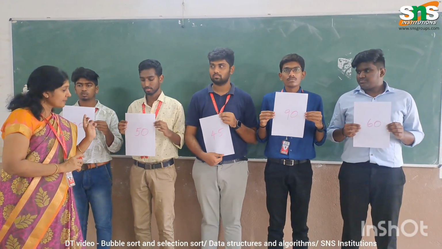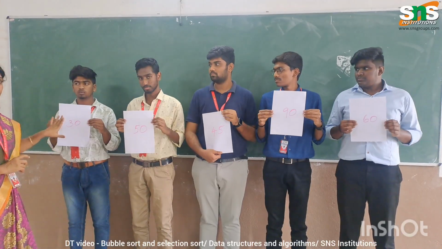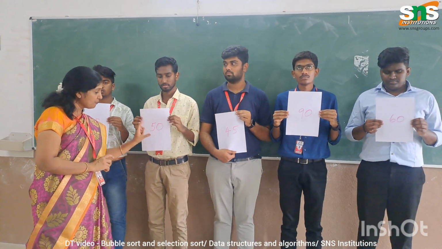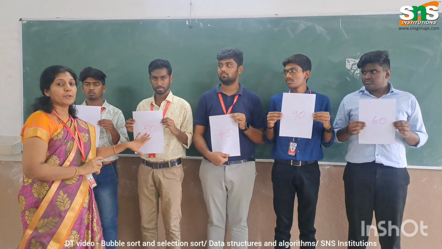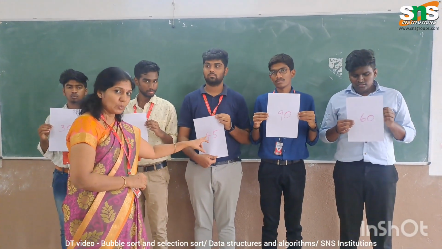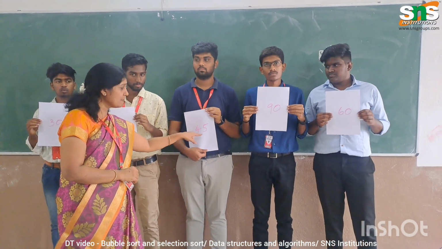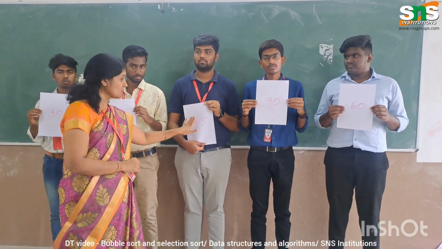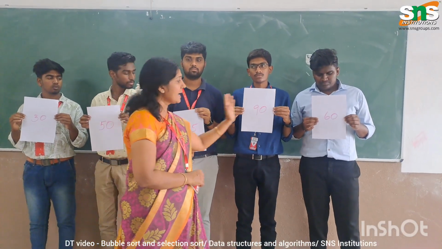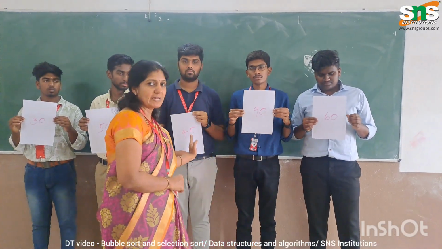And next, 30 is in sorted order now. Take the next element 50. Assume this 50 is going to be the smallest element as of now. So 50 is compared with 45. It is the lesser value, so this becomes the smallest element now. Then it is compared with 90. Again it is the smallest. And 60, no, 45 remains the smallest.